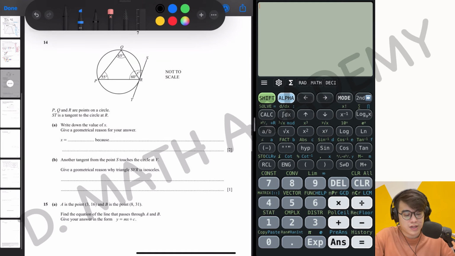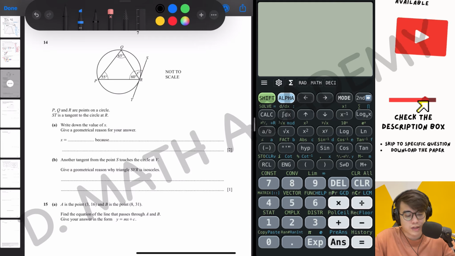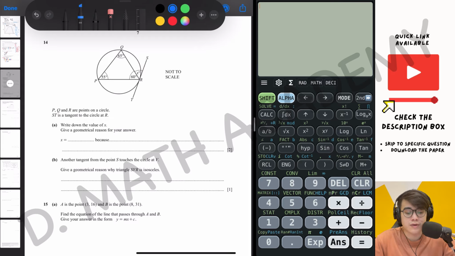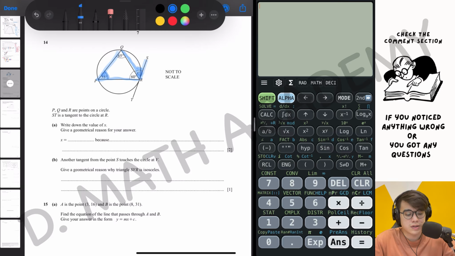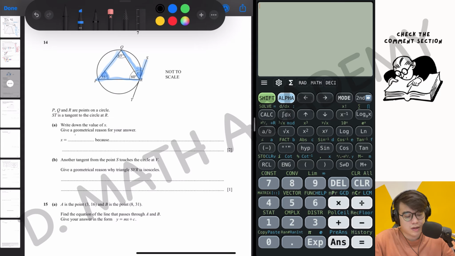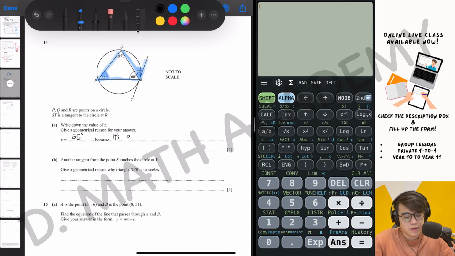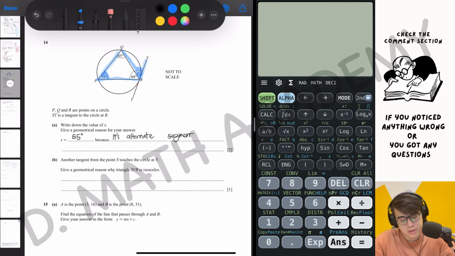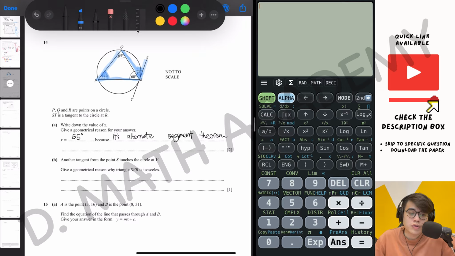Moving on to question 14. They ask us about x here. So x is very obvious. If you're familiar with the circle theorem rules, you will know that this qualifies as an alternate segment. So this one I can immediately tell it's 55 because it is the alternate segment theorem. Moving on to the next part.